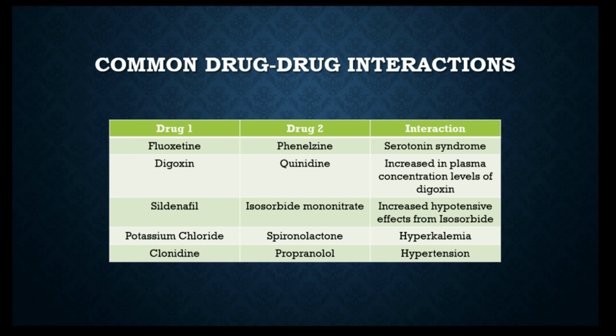Alright, so we'll begin with fluoxetine and phenelzine. This can cause serotonin syndrome. Digoxin and quinidine can cause an increase in plasma concentration levels of the digoxin. Sildenafil mixed with isosorbide mononitrate can cause increased hypotensive effects from isosorbide. Potassium chloride mixed with spironolactone can cause hyperkalemia. And clonidine mixed with propranolol can cause hypertension.